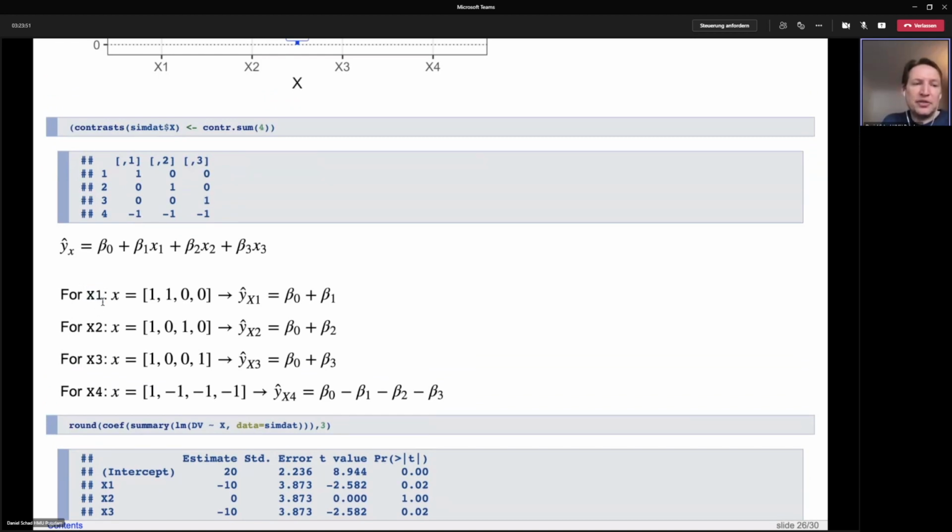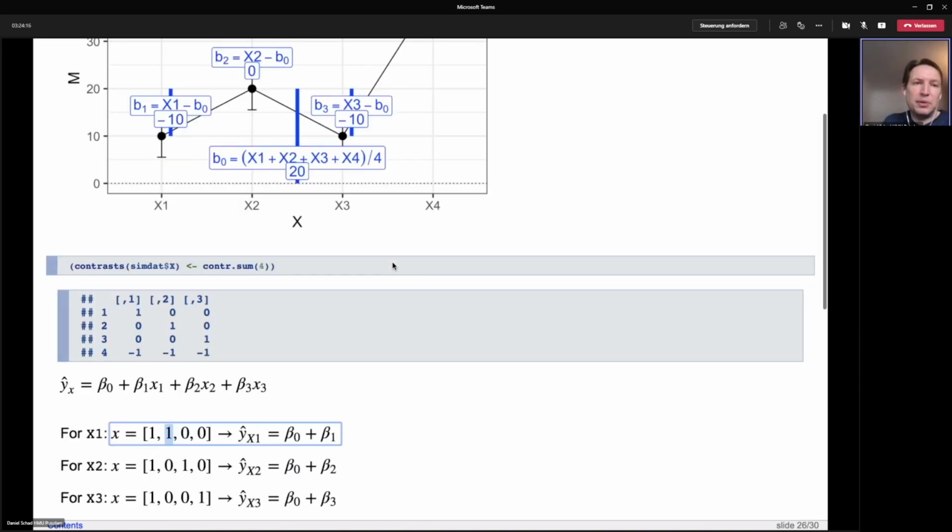So if we have x1, we want to make predictions for x1. Now we can see for x1, we have again the intercept, and we have this first number 1, but then 0, 0, 1, 0, 0. So for the prediction, we have to take the intercept plus x1. This is what this 1 here indicates, plus x1. So the intercept plus x1.